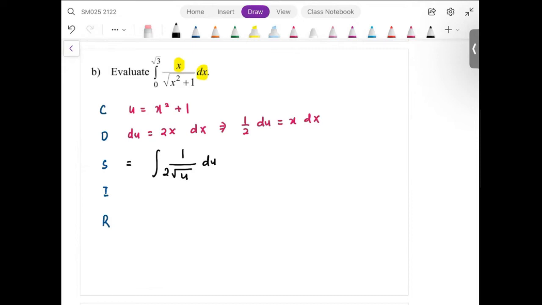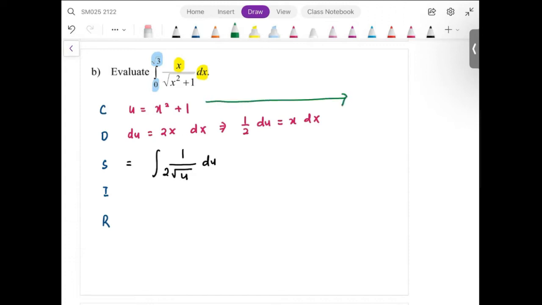Next one. We have a problem about the limit. Because originally, this limit from 0 up to sed 3 is valid for x. But now, we already change our function in the term of u. So, kalau nak senang, kita terus tukar our limit also in the term of u. So, macam mana nak tukar? Kita pakailah apa yang kita dah let.